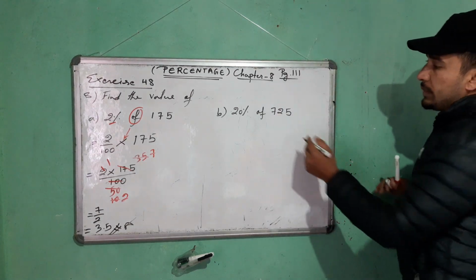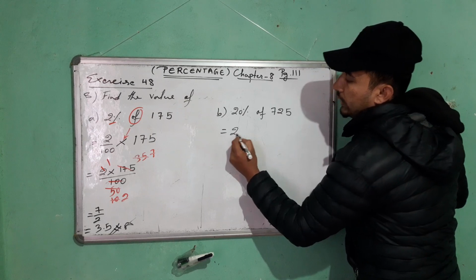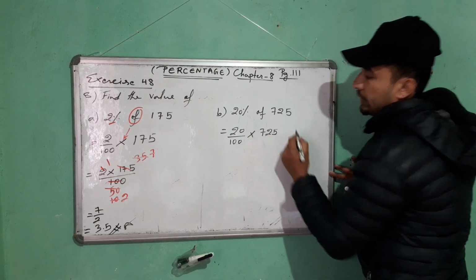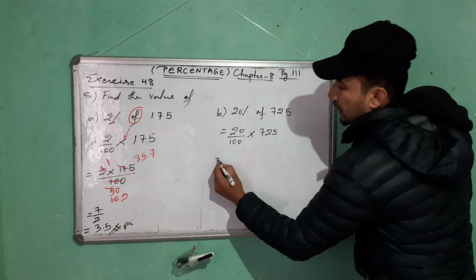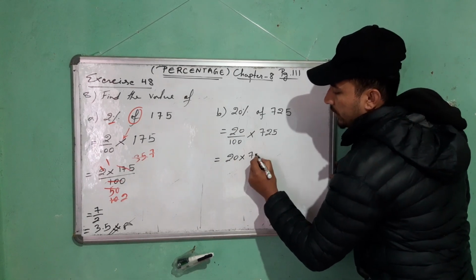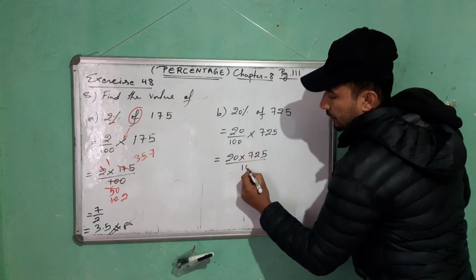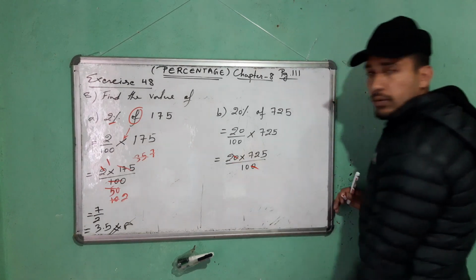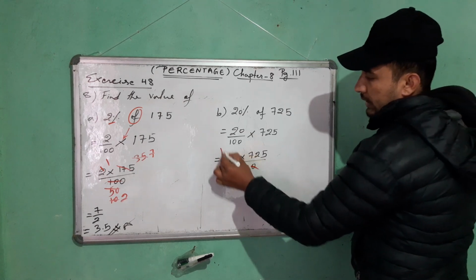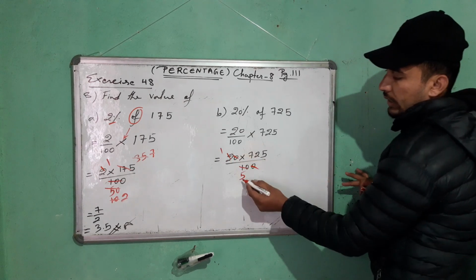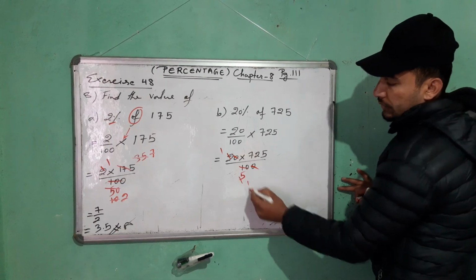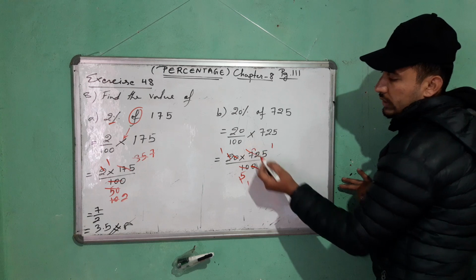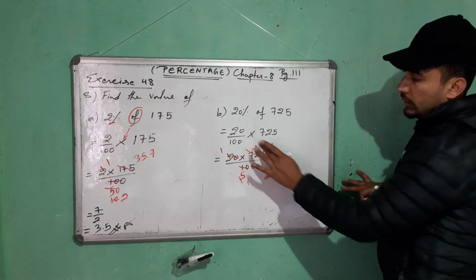Number B is 20% of 725. 20% means divided by 100, of is into 725. So it will be 20 into 725 upon 100. So you cancel this 0 and this 0. Again you can cancel, 2 1s are 2, 2 5s are 10. Again you can cancel here and here. 5 1s are 5, 5 1s are 5. 2 is carried this side. Okay, 2 is carried this side.